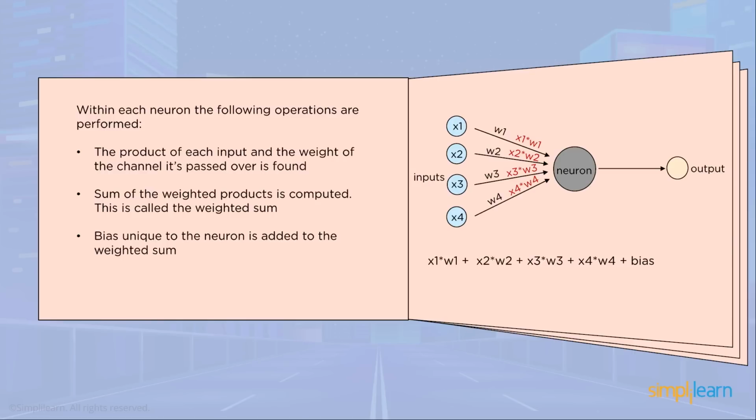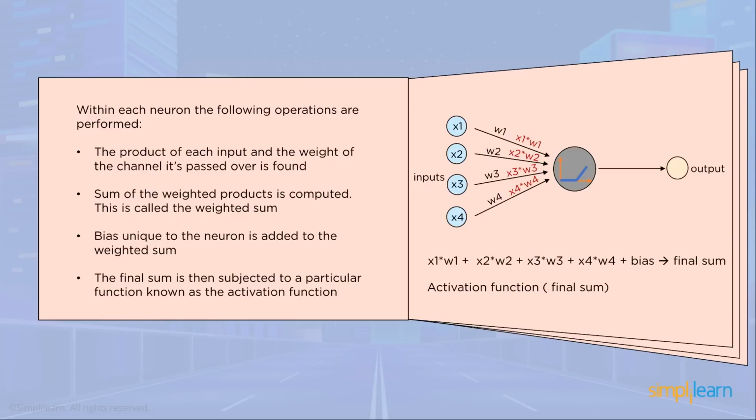We're going to multiply the weight times the value coming in, and add that all together plus the bias. The final sum is then subjected to the particular function known as the activation function. The simplest one is if it's greater than 0, it's 1. If it's less than 0, it's 0. There are a lot of other functions that are more reliable than that one, but that one gives you the most basic understanding of what you're looking at: 0 or 1 coming out.